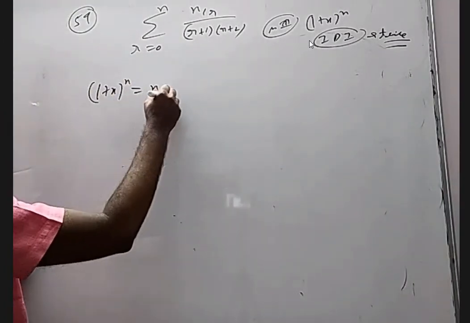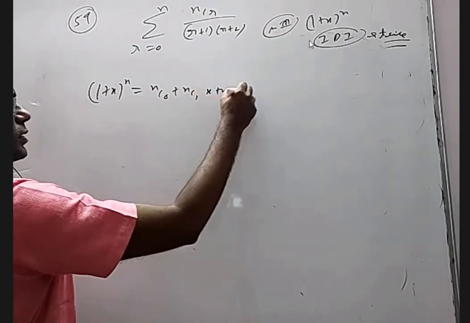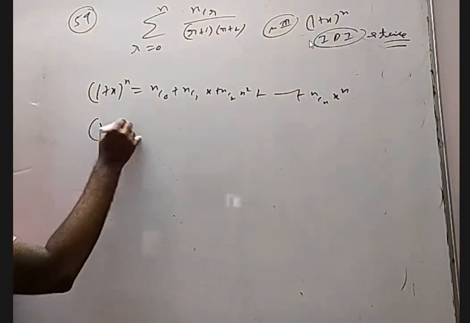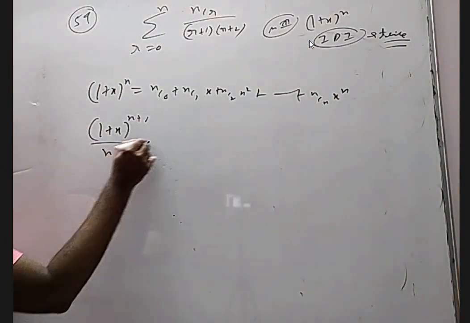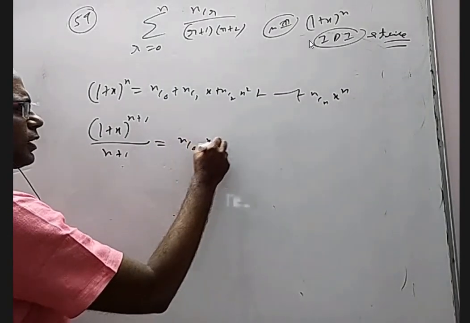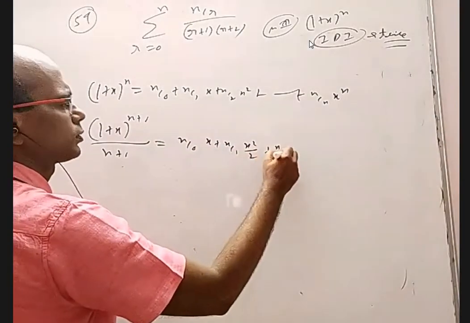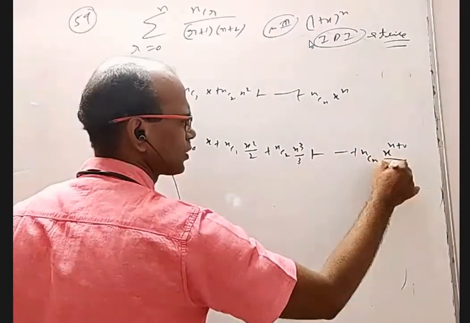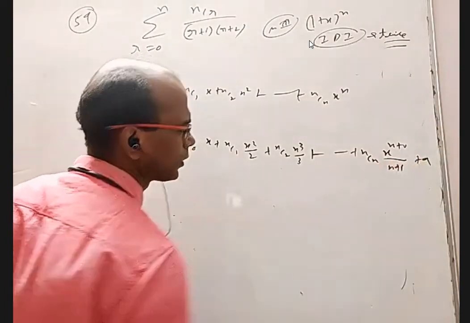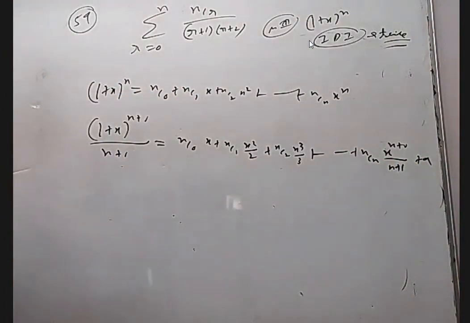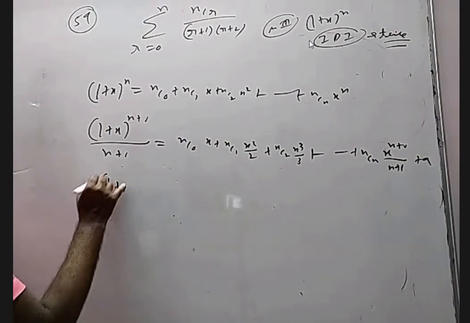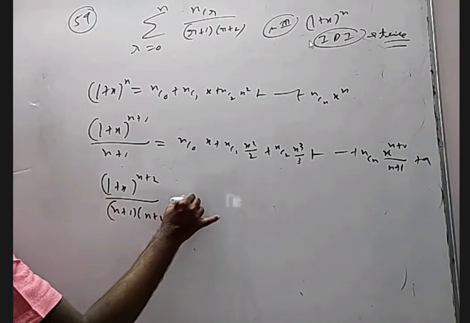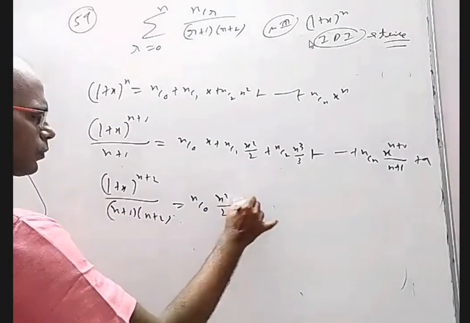1 plus x whole power n is nC0 plus nC1 x plus nC2 x square, and so on up to nCn x power n. If you integrate directly by indefinite integration, you get (1 plus x) whole power n plus 1 by n plus 1. Here you will get nC0 x, nC1 x square by 2, nC2 x cube by 3, up to nCn x power n plus 1 by n plus 1, plus some constant a. You generally write plus c, but I am writing a. Again integrate this. You will get (1 plus x) whole power n plus 2 by (n plus 1) into (n plus 2). And this integral is x square by 2.